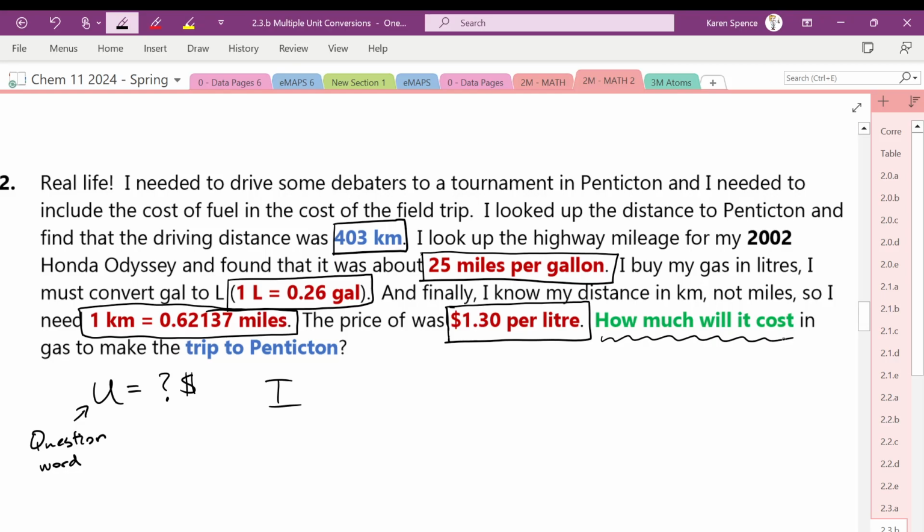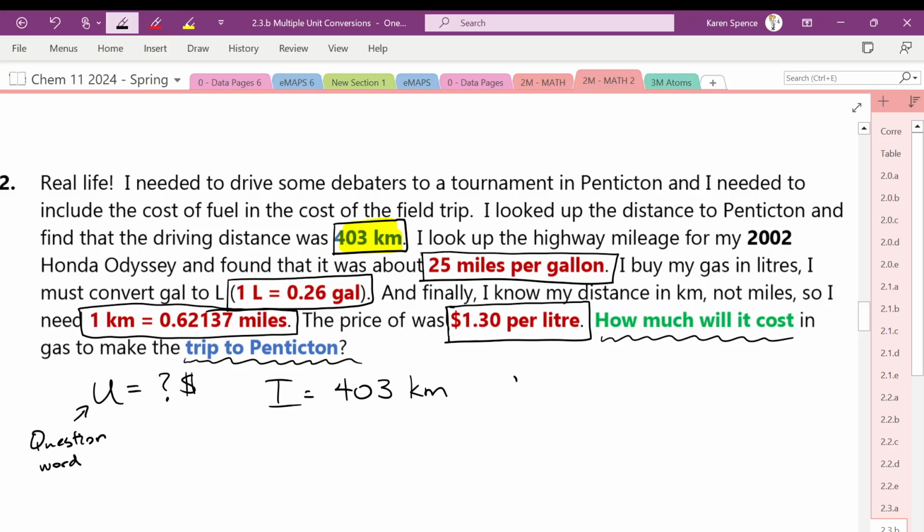How much will it cost to make the trip to Penticton? What do we know about the trip to Penticton? It is 403 kilometers. All right. Now we have a bunch of conversion factors.